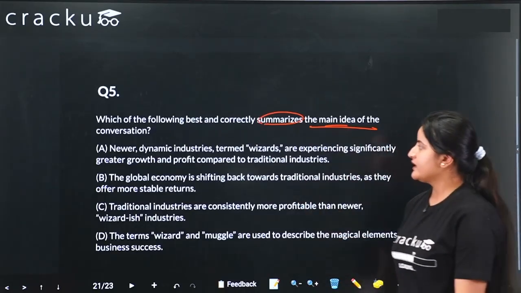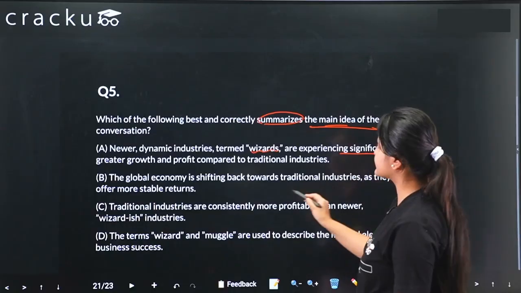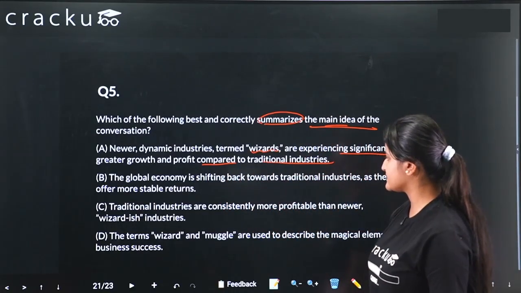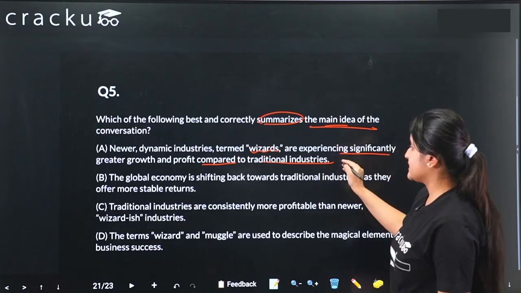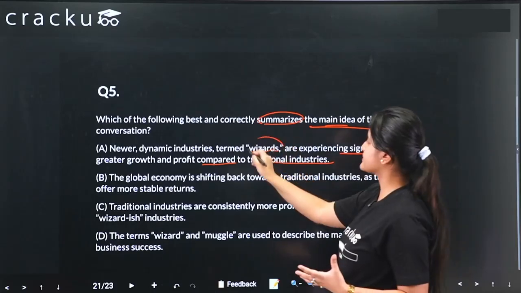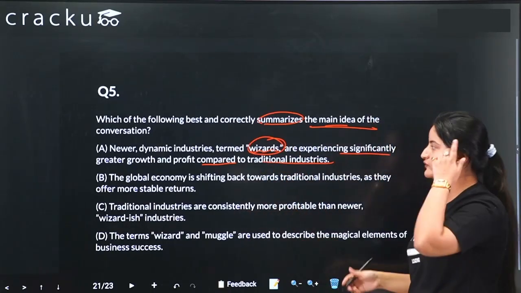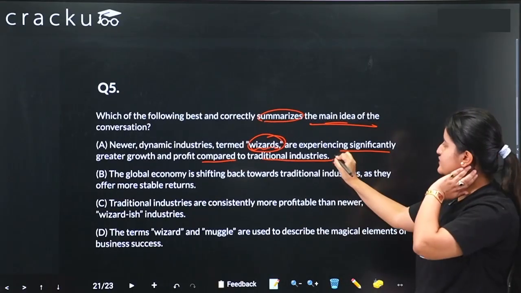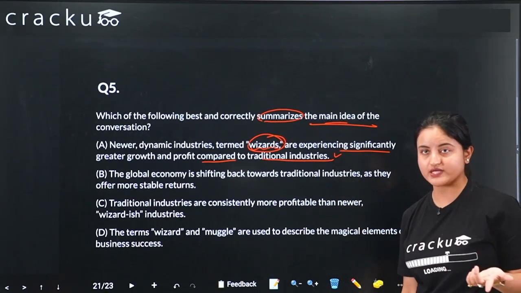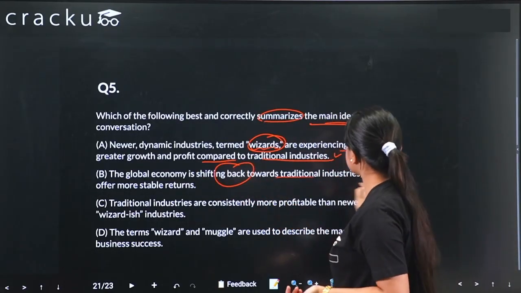Let's see. Newer dynamic industry termed wizards are experiencing significantly greater growth and profit compared to traditional industries. So yes, this is sort of true that new industries, which the author was calling wizards, are experiencing a lot of growth. This could be true. Let's look at other options and then finally decide, because sometimes we might have a better choice. The global economy is shifting back towards traditional industries.